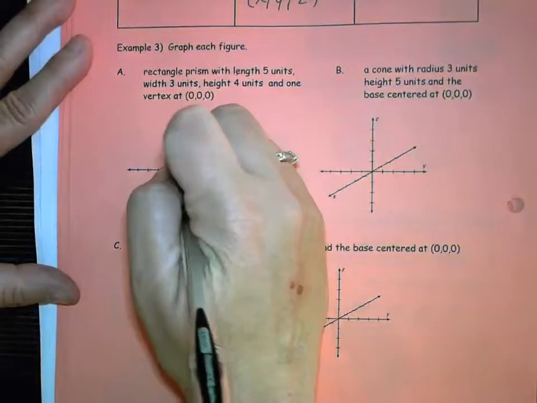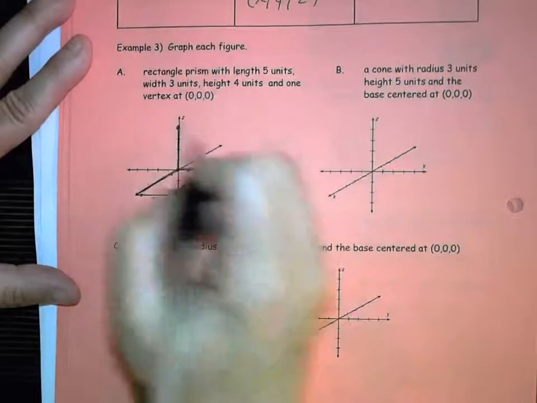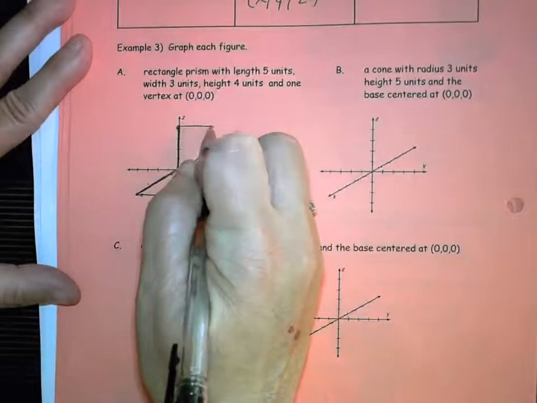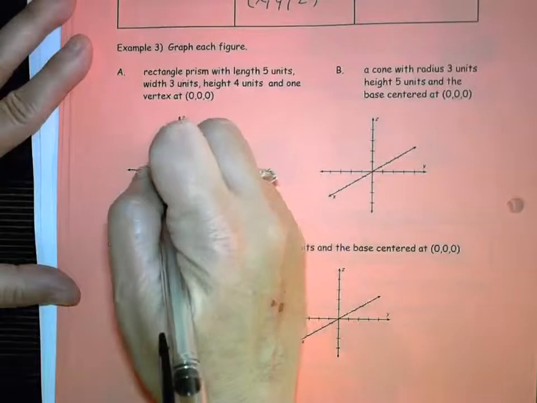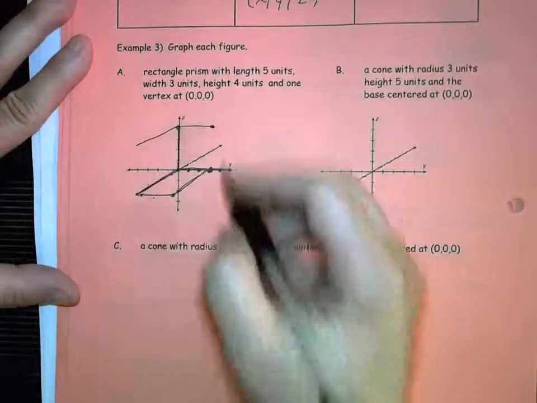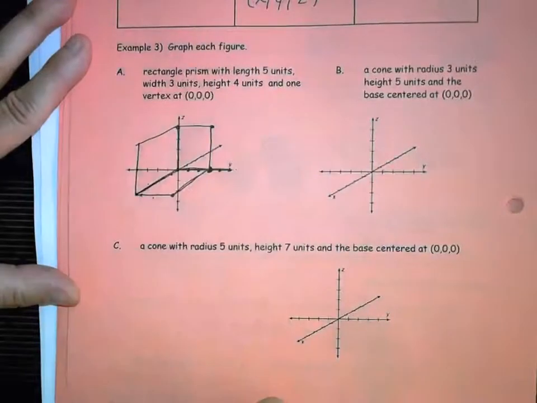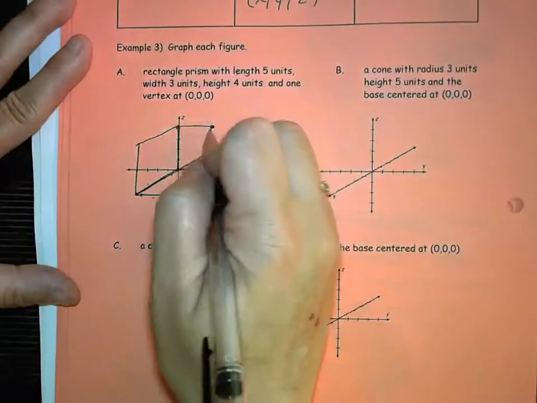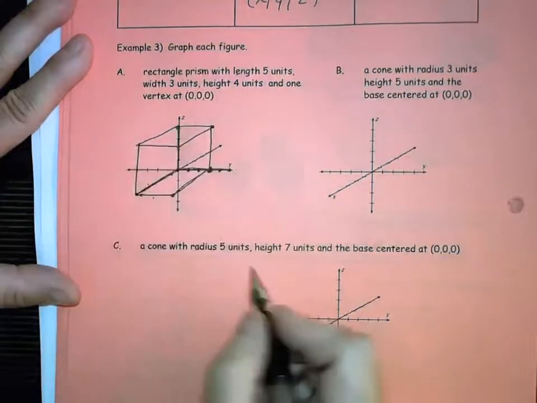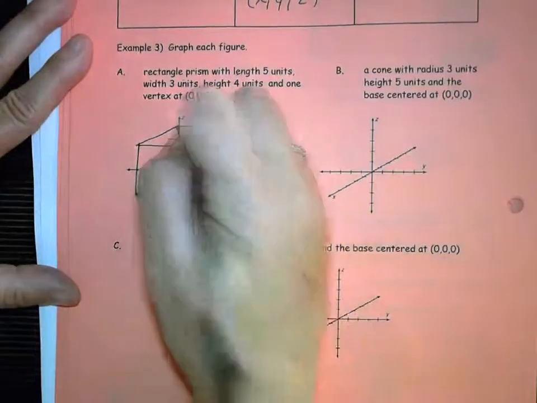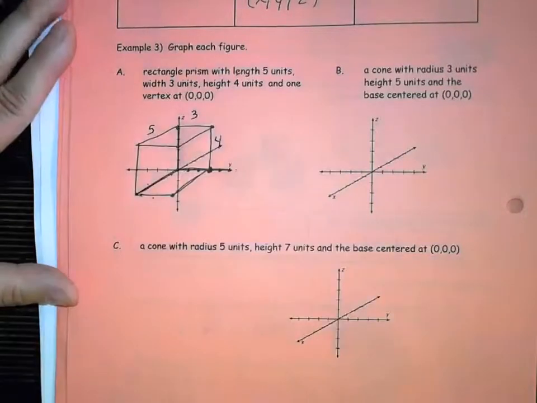Now the height is going to be 4 units, so we come up here 4. And then we need to go 3 to the right. Again, 5 to the front. And then we're going to drop the sides there, and then we're going to draw the top in. And you will see this is 3 units, this is 5 units, and that's 4 units.